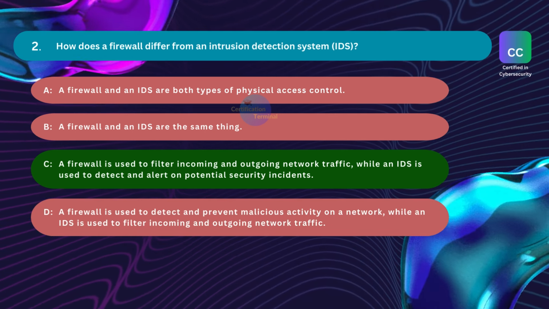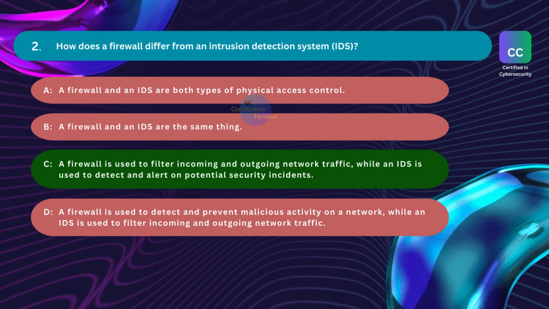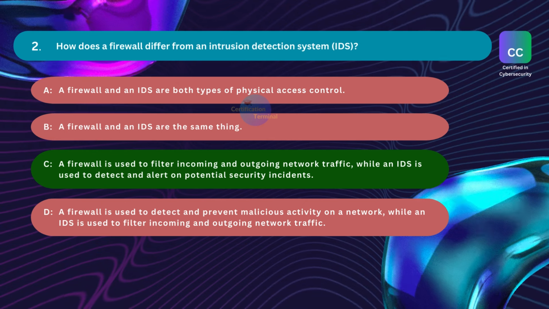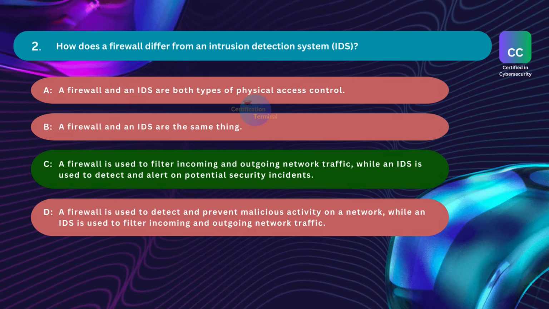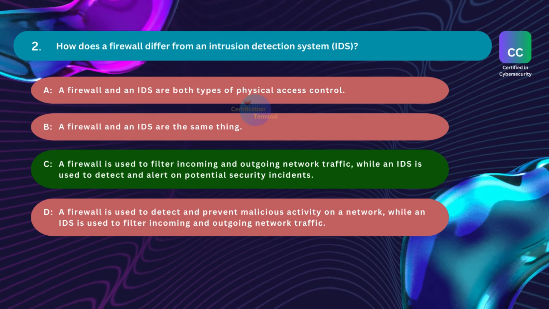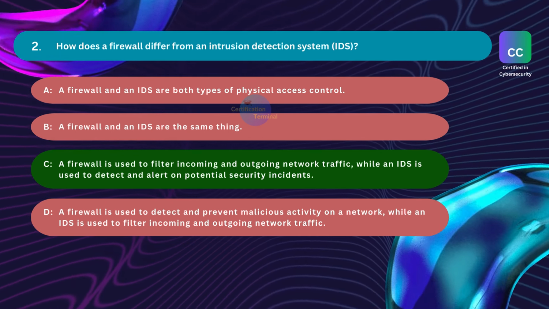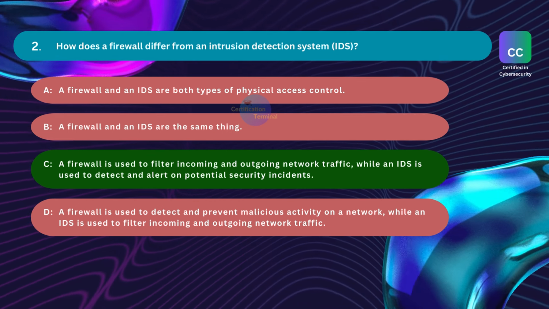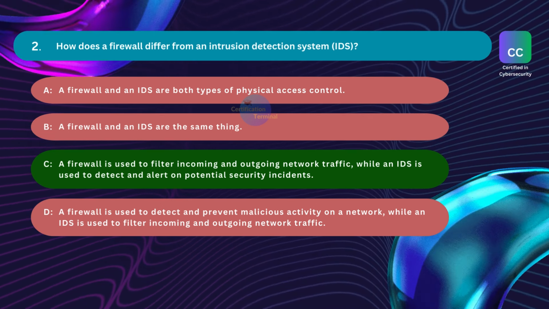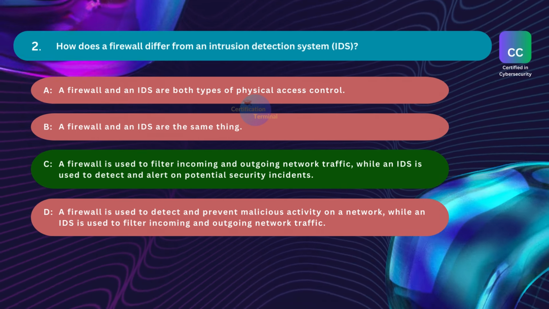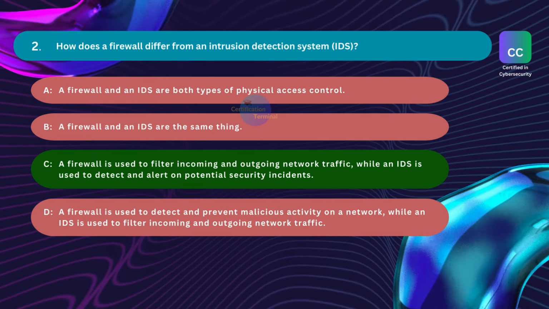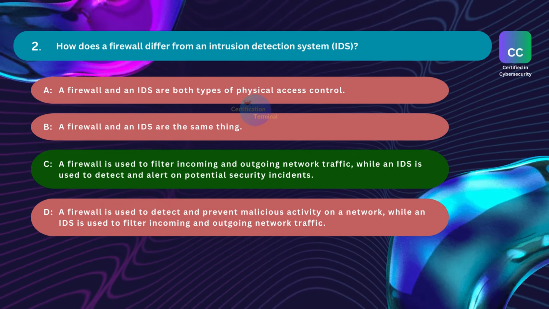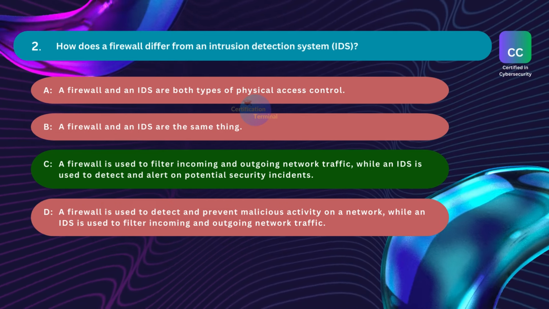Option D is incorrect. The roles are reversed in this statement. Firewalls are primarily used to filter and control network traffic, based on predetermined rules, whereas an intrusion detection system is focused on detecting and alerting on potential security incidents. Firewalls can prevent unauthorized access by blocking or allowing traffic, while an intrusion detection system identifies suspicious behavior for further investigation but does not actively block traffic.